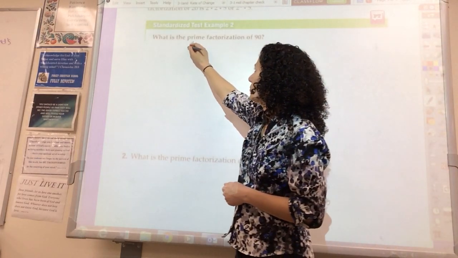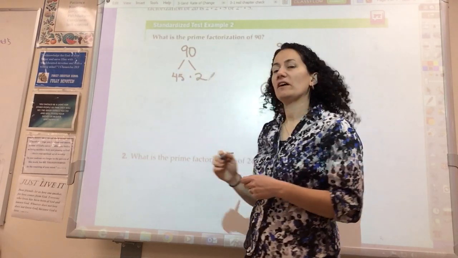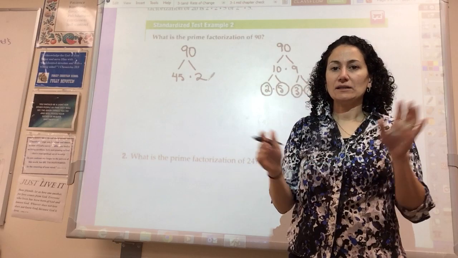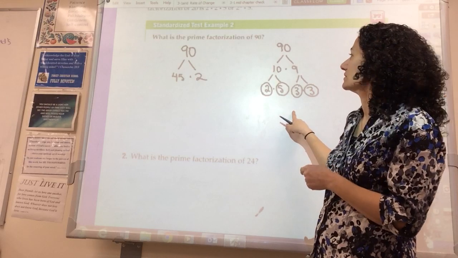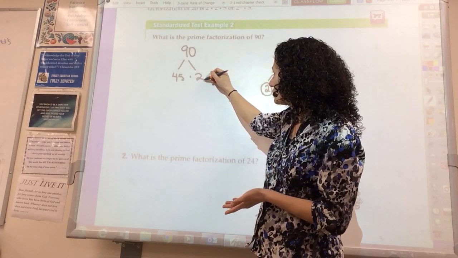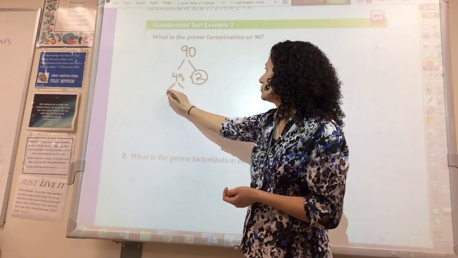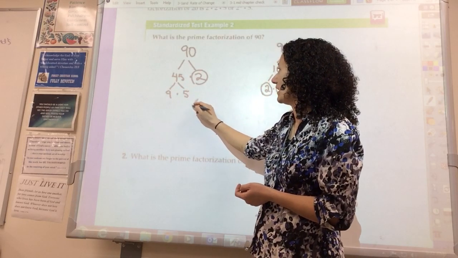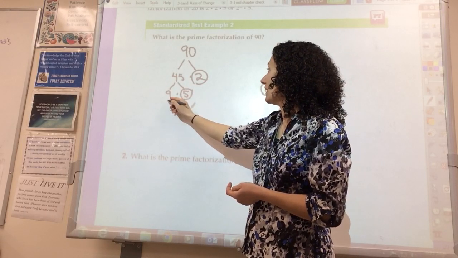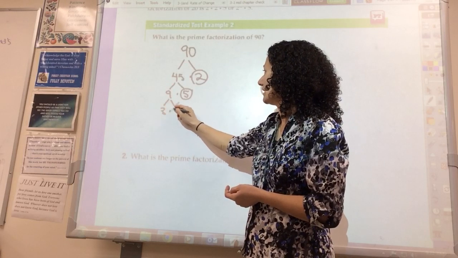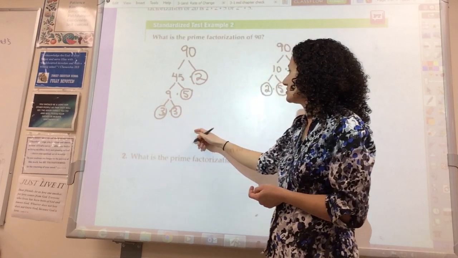Let's say I started with 45 times 2. 45 times 2 is 90, isn't it? I can start with any factors I want and continue branching, and I will get the same result. Take a look. I can't branch 2 anymore, that's prime. But I can branch 45, that's composite. So 9 times 5 is 45. 5 is prime, so I'm finished with that. But 9 is not, so I continue branching. 3 times 3 is 9, and now I've finally got some prime factors on these branches.